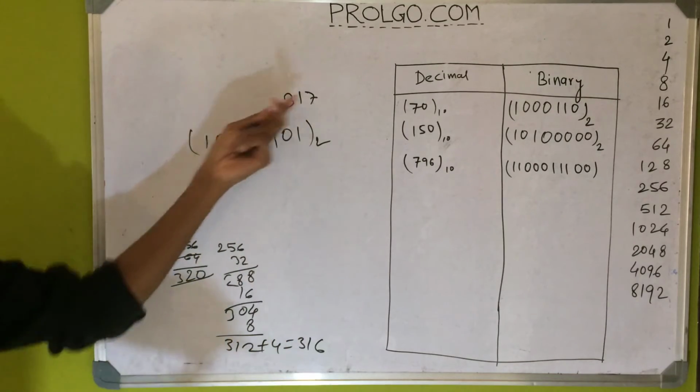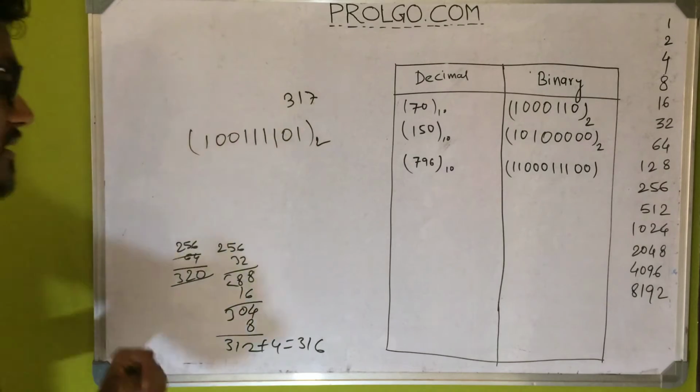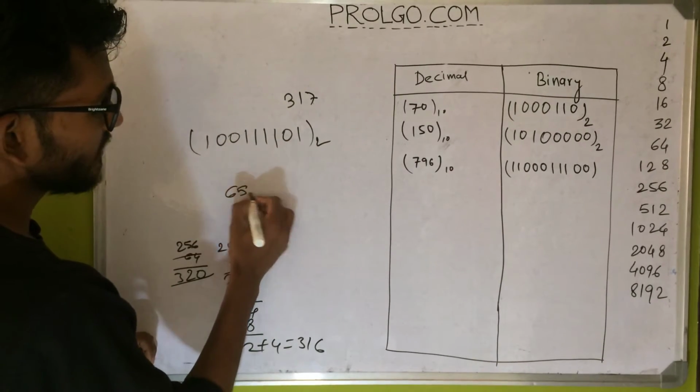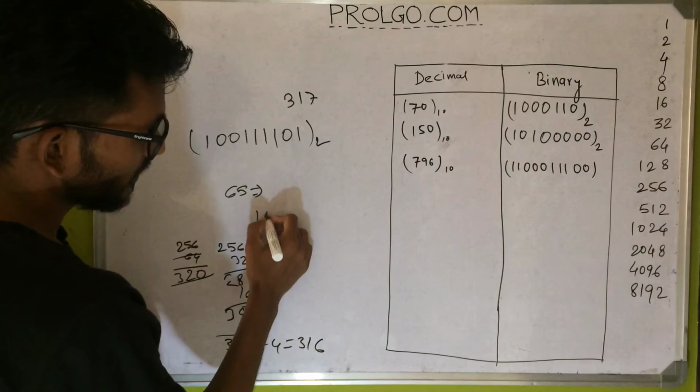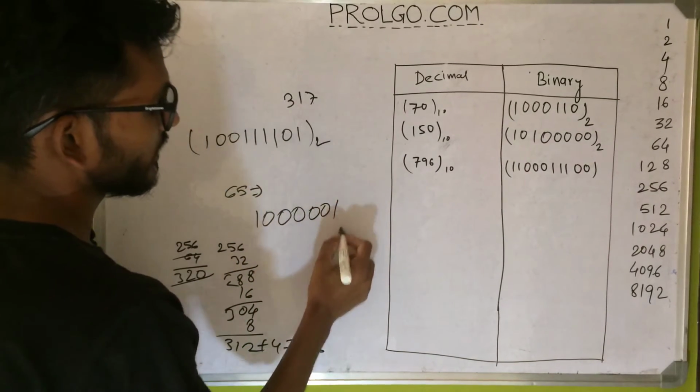So I was talking about this lengthy number 300, 500, 600, and if someone says just convert this 65, this is so easy. Just 64, 32, 16, 8, 4, 2, 1. That's it.